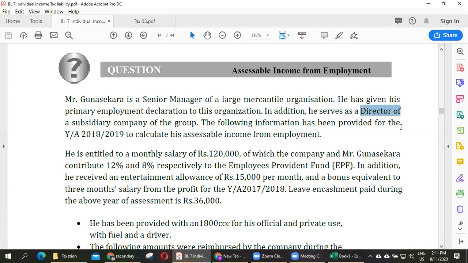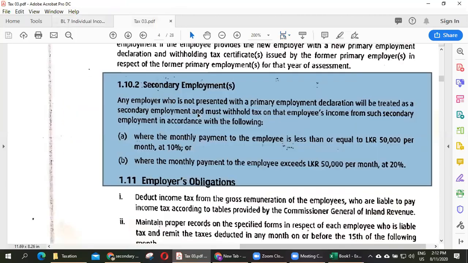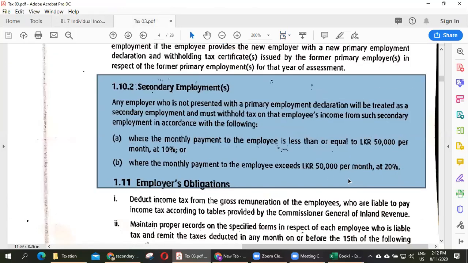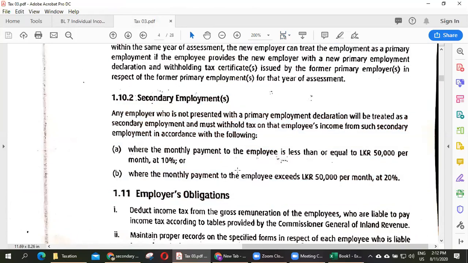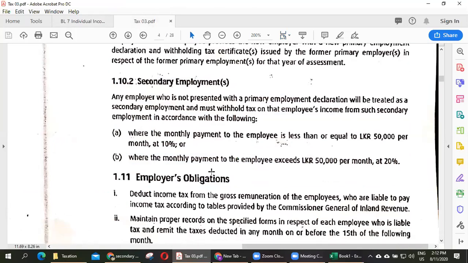From that income, they have to pay 10% as a withholding tax to the department if their income is less than 50,000. If more than 50,000, they have to pay 20%. Clear? Secondary employment. I will upload this handout to the previous one. I have used this handout for your senior batch.